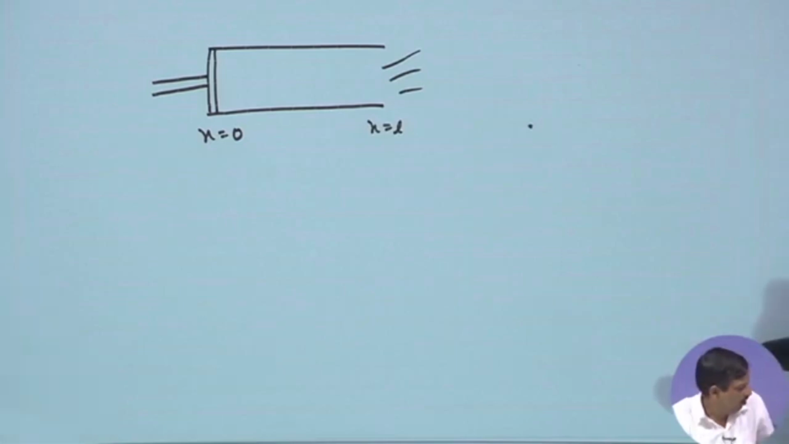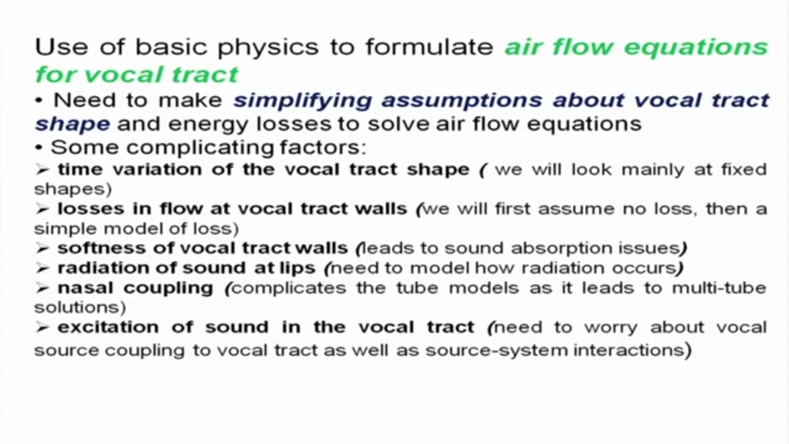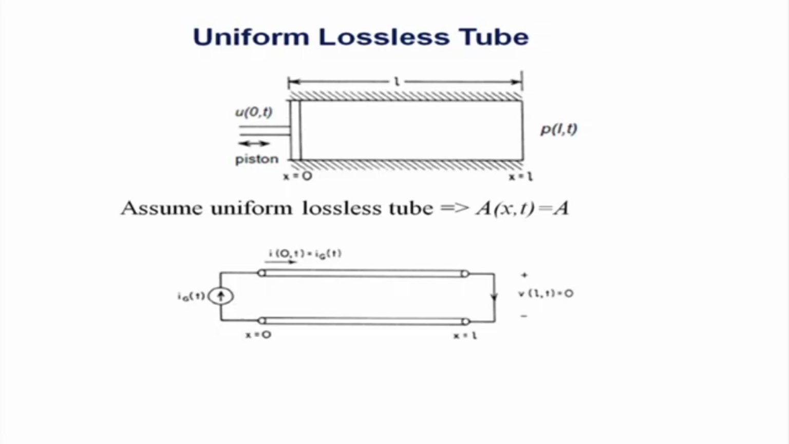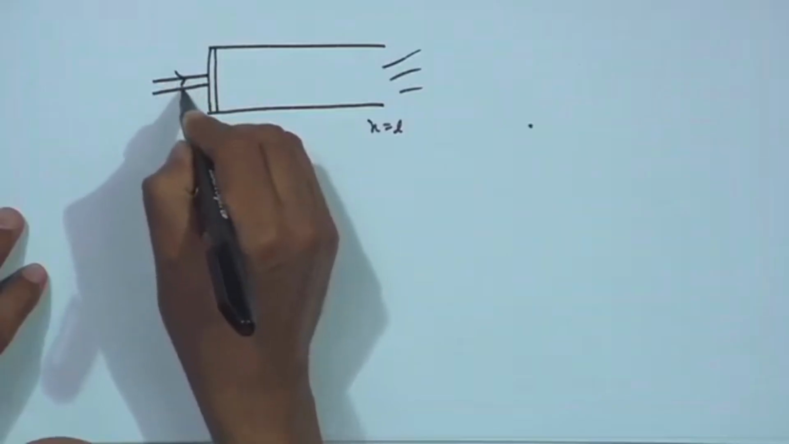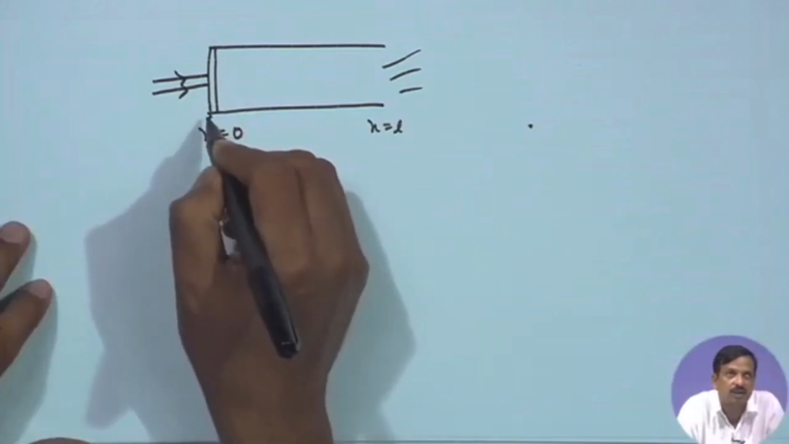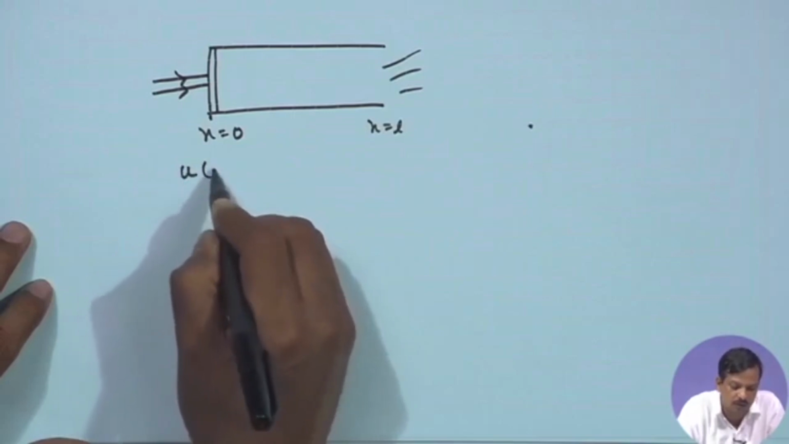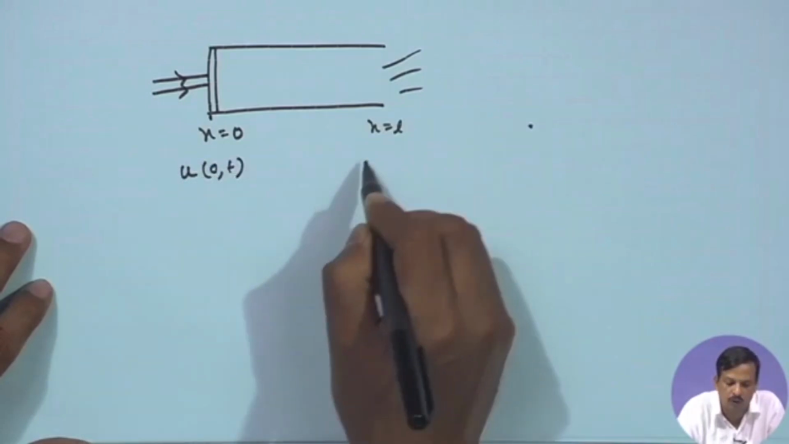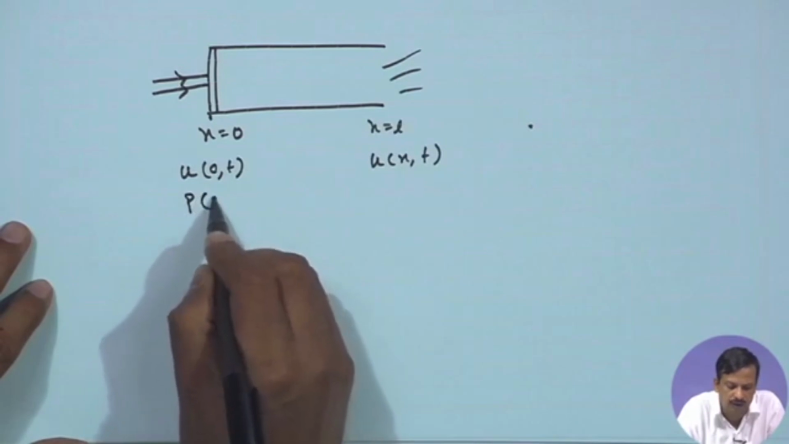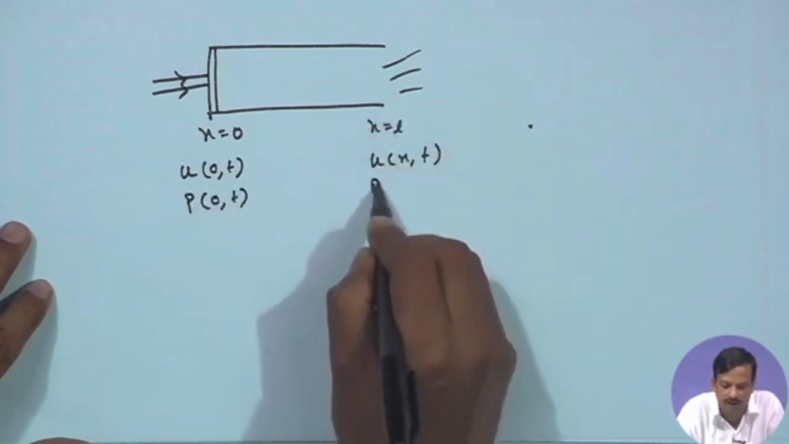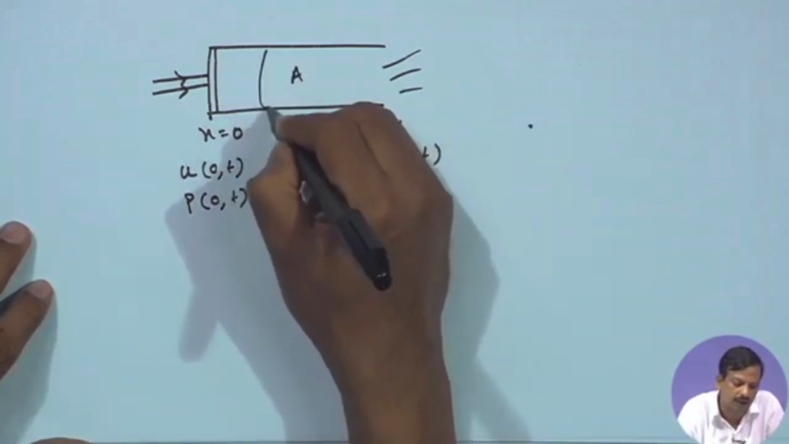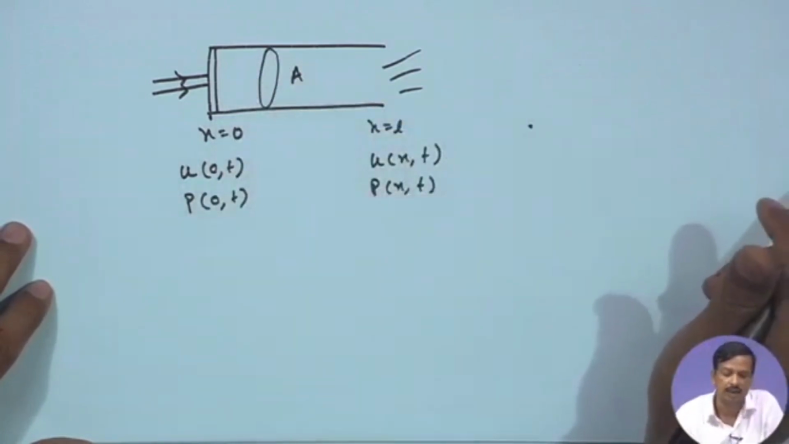Okay. Now, the whole tube is in this kind of situation, where pressure is applied here, acoustical pressure is applied here. So, the volume velocity at this point is u 0 t, and the volume velocity at this point is u x t. Pressure at this point is P 0 t, pressure here is P x t, and the cross-sectional area of the tube is A. Okay.